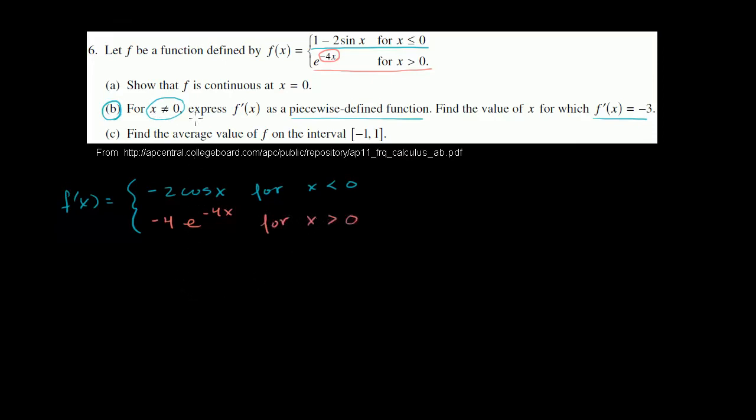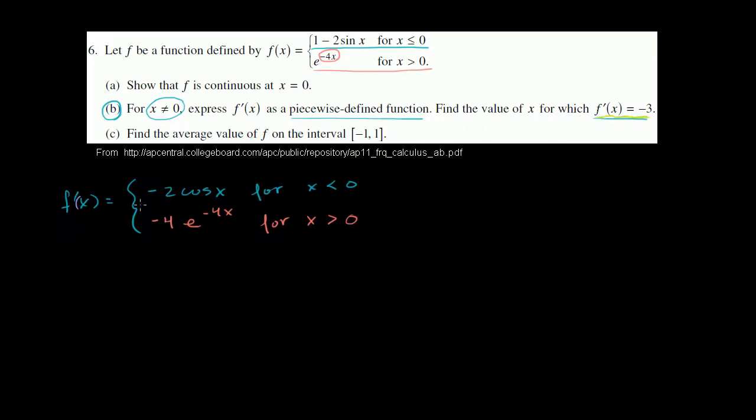So we did the first part. We expressed f prime of x as a piecewise defined function. Actually, I forgot a parenthesis here. We didn't define the derivative when x is equal to 0 because it's actually not going to be defined there. Now let's do the second part. Find the value of x for which f prime of x is equal to negative 3.